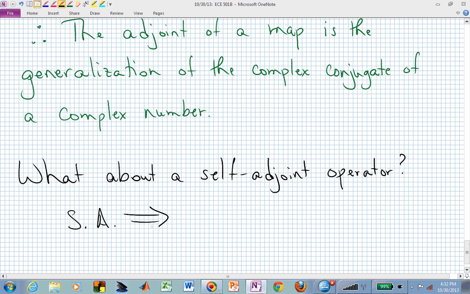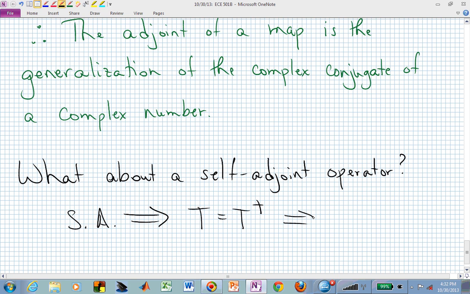What does it mean for an operator to be self-adjoint? It has to be equal to itself. The adjoint has to be equal to itself. That means T is equal to T dagger. That's self-adjoint. That means it is equal to its adjoint. That says then that T is equal to T dagger.